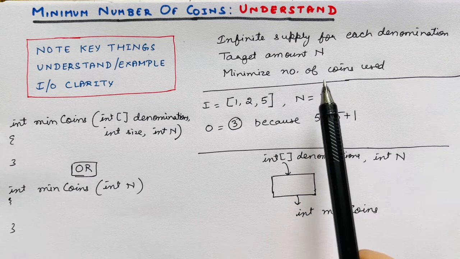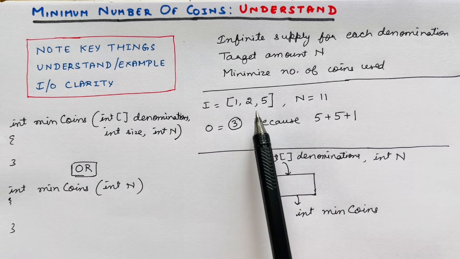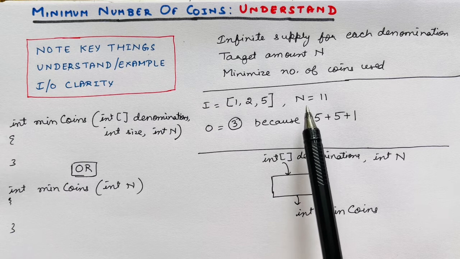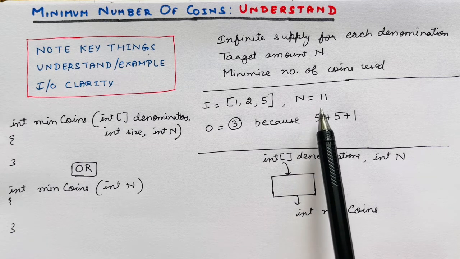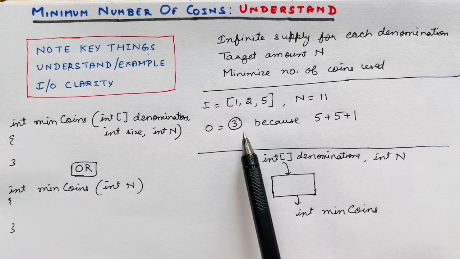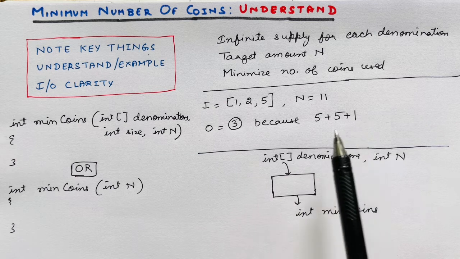So if we consider an example, let us say we are given denominations of 1 rupee coin, 2 rupee coin and 5 rupee coin, and we have to form the amount n equal to 11. So our answer will be 3. Why? Because we will use a minimum of 3 coins: 5, 5 and 1.